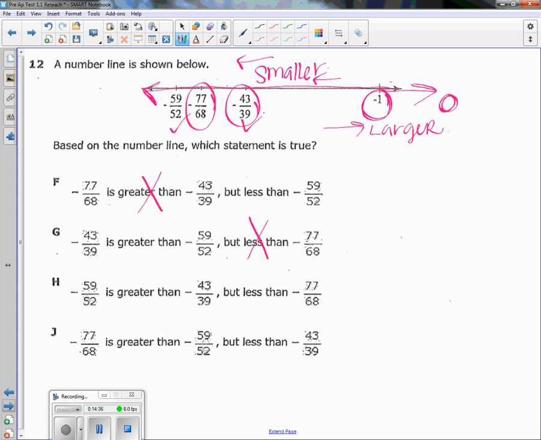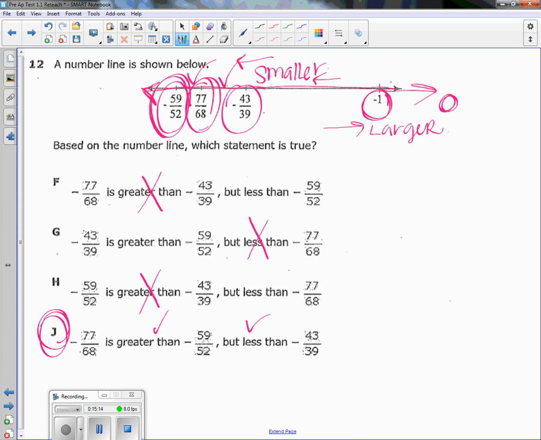Choice H, -59 over 52 is greater than -43 over 39. And if we look at our number line, which is put in order correctly, that is not true. So let's check and see if J works. We have -77 over 56, and we're saying that that is greater than -59 over 52. That works. But it's less than -43 over 39. That also works. So both of these check out, and it is answer choice J.